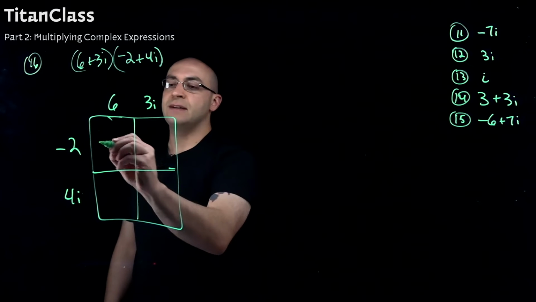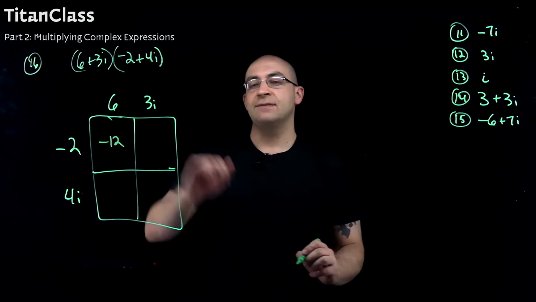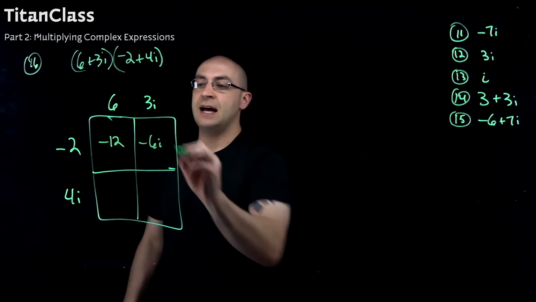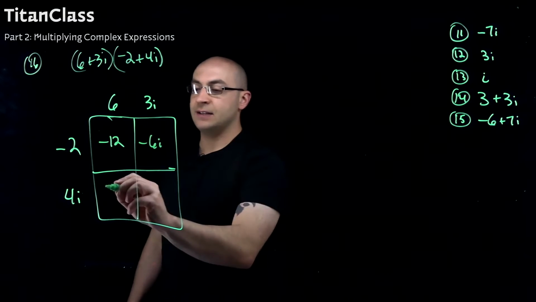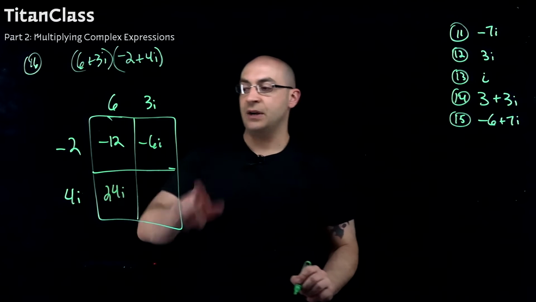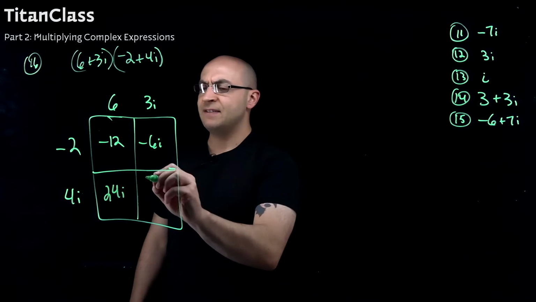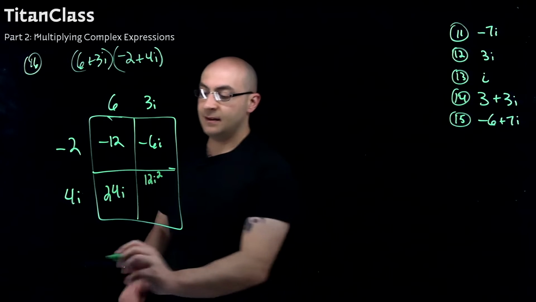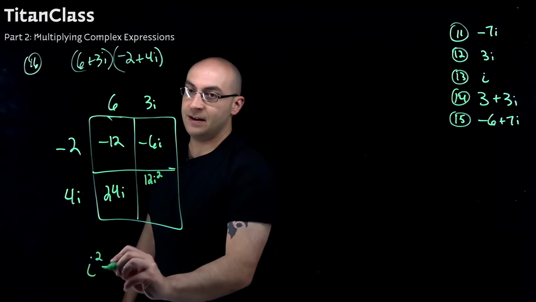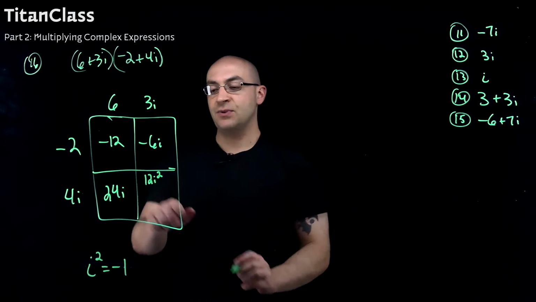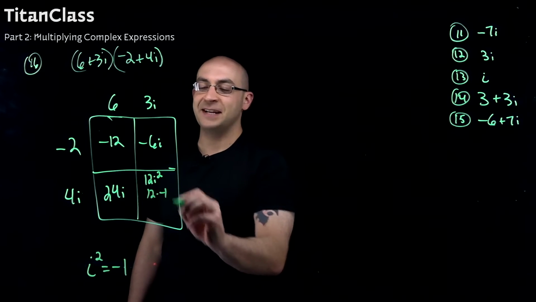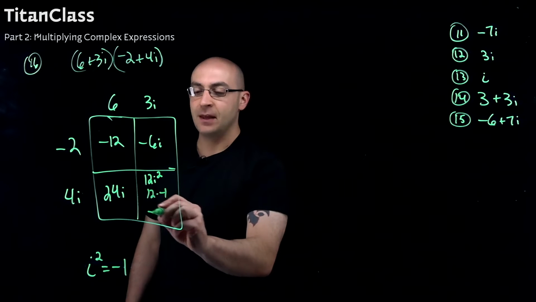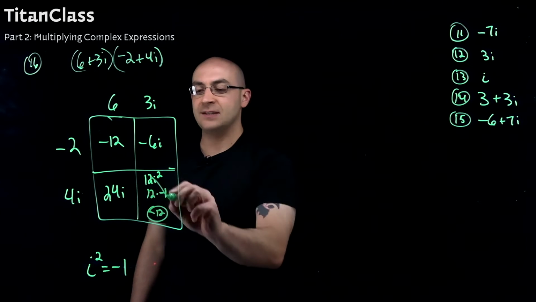So 6 times negative 2 is negative 12, and negative 2 times 3i is negative 6i. 6 times 4i is 24i, and 3i and 4i gives me 12i squared. But remember that i squared equals negative 1. So this is really saying 12 times negative 1, and the dog is barking again. How fun. And that's going to be a negative 12. So that's all going to go away.